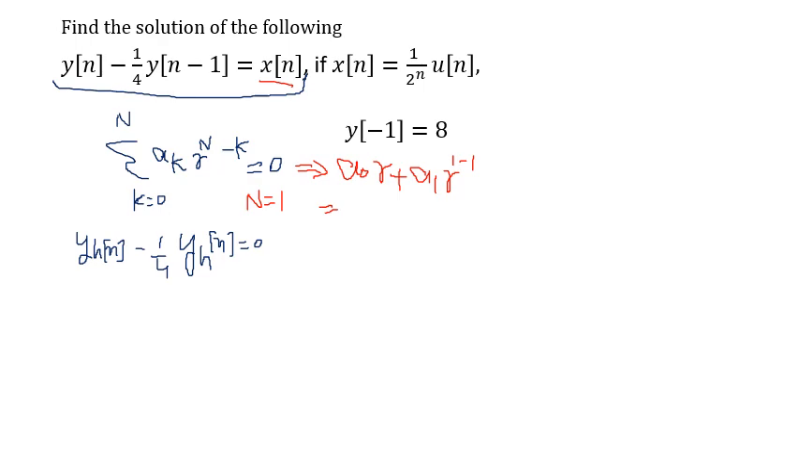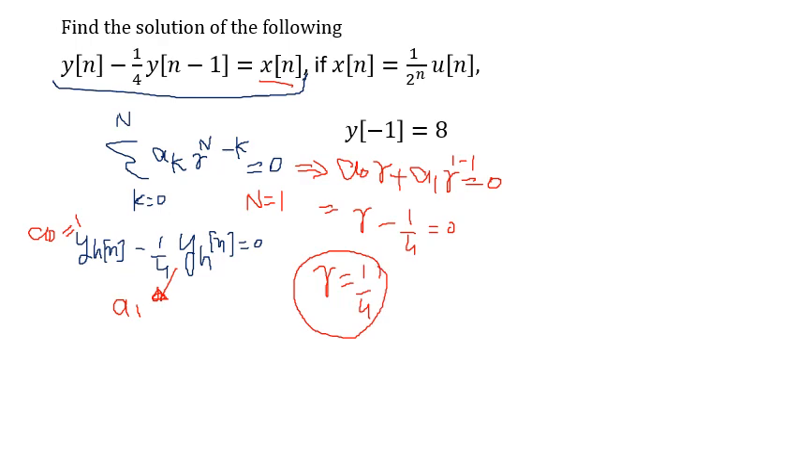If you compare with this equation, this is your a_0. So here a_0 equals 1, the coefficient of this is 1, and the coefficient of this is minus 1 by 4, so a_0 equals 1 and a_1 equals minus 1 by 4. By putting here we get r plus a_1 r power 0, which is 1, equal to 0, that means r minus 1 by 4 equals 0. So we get r equals 1 by 4.